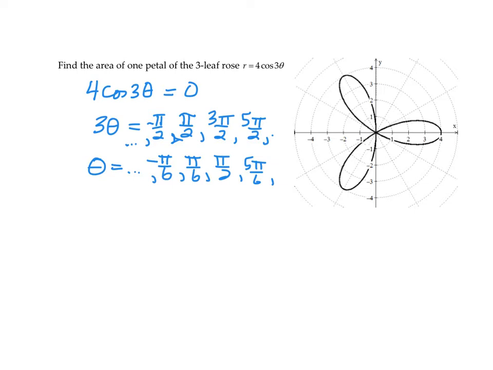For example, when theta is equal to negative pi over 6, which is this angle right here, r is 0. As theta increases, r increases until we reach theta equals 0, in which case r is 4. And then as we continue on, theta is still increasing, but r is decreasing back to 0. And notice that happens when theta is equal to pi over 6. So might as well focus on this petal right here.